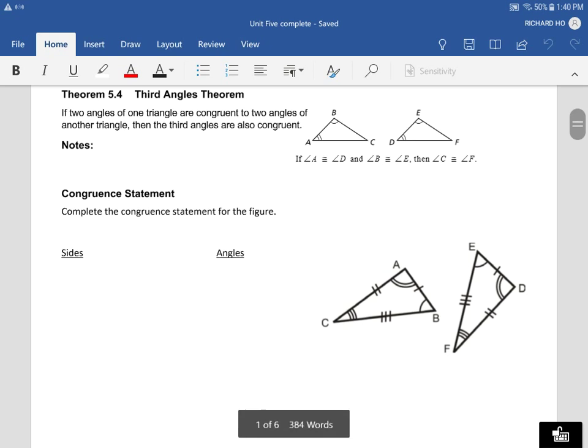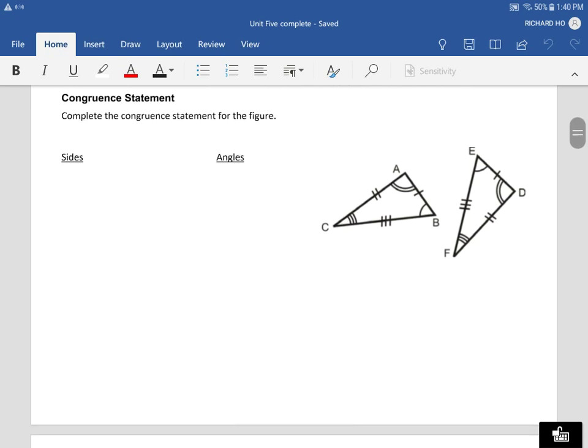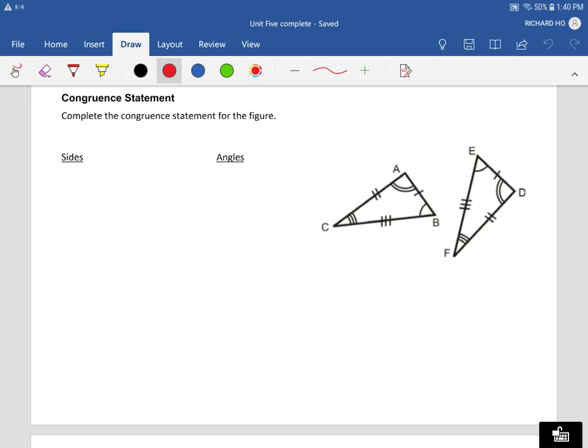The first thing we're going to look at is congruent statements. So here with this one, you have these two triangles. Let's look at it this way. You have this red triangle here, and then you have this blue triangle here. This is the congruent statement.